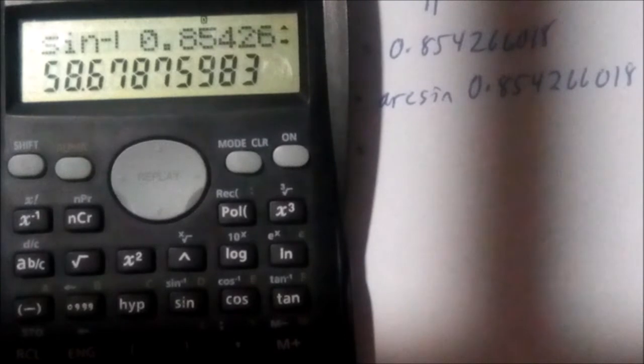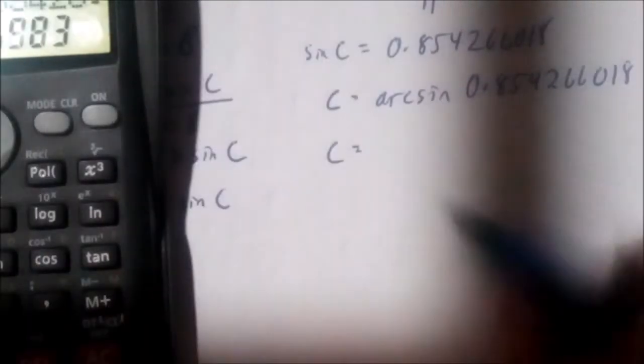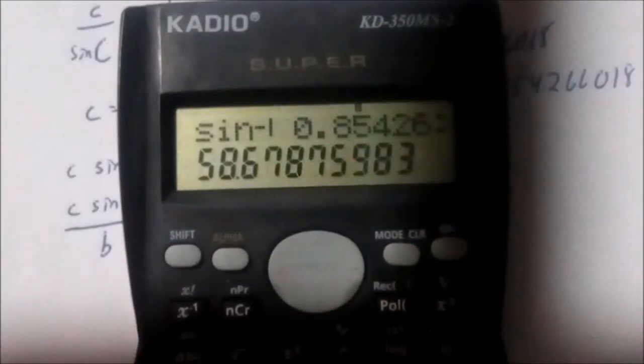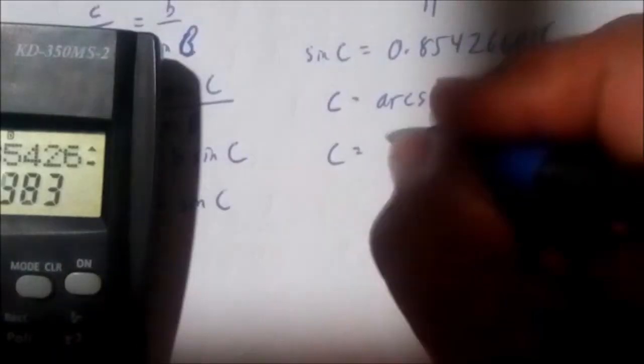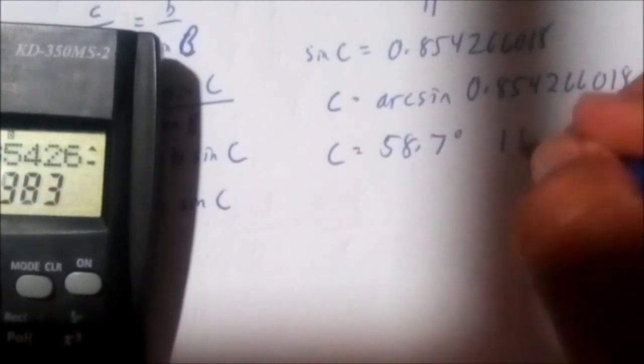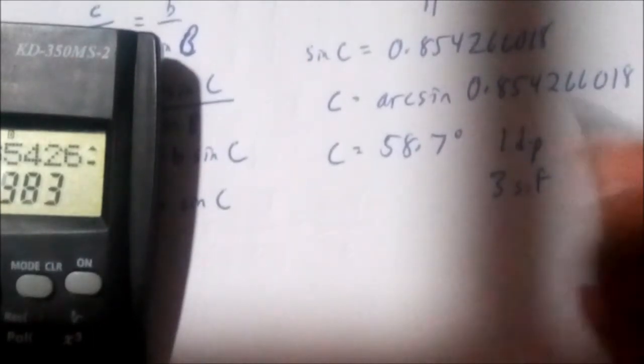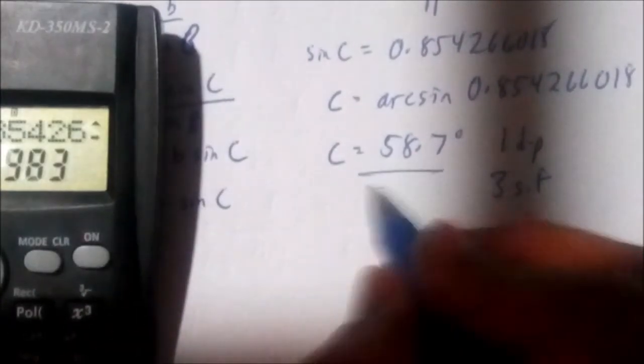Since we are working with whole numbers and they did not tell you to specify any specific decimal place or significant figures, my advice would be to go one decimal place, or one unit below what you are working with. All of them are whole numbers, so my angle is going to be 58.7 degrees. So I put here 58.7 degrees, which is one decimal place, or in this case three significant figures. Either one of them is still correct.